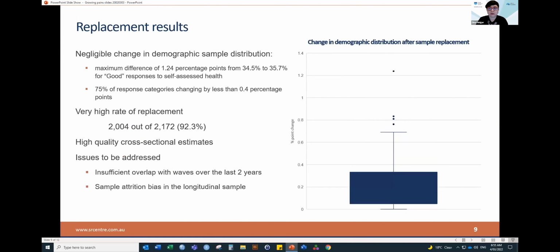What was really encouraging for us is when we looked at the demographic distribution, and we used a wide range of variables from our profile to do that, because we have the profile for all the panelists. We found that there was negligible change in the demographic distribution across most of those variables, and we had a very high rate of replacement. So we managed to capture 92% of our longitudinal respondents in the longitudinal sample, while providing very high quality cross-sectional estimates that were, I think, within two decimal points of the official statistics for one of the variables of interest.